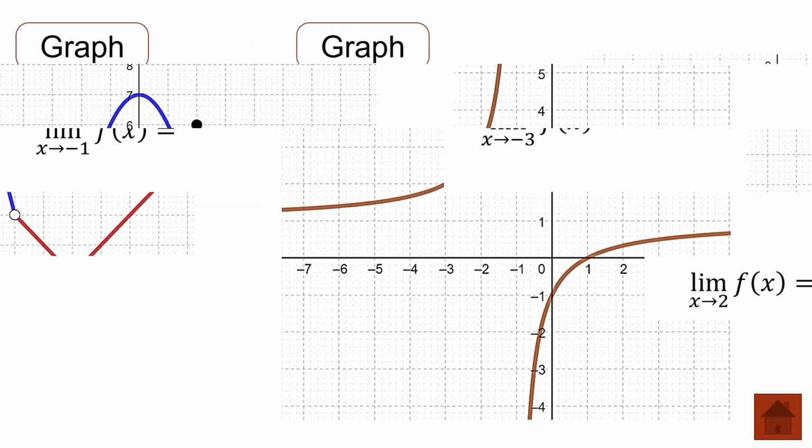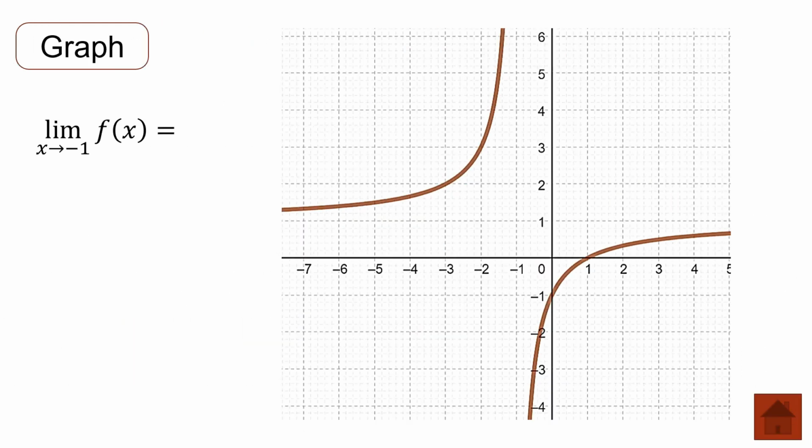Now let's consider the last graph. What is the limit of this function as x approaches negative 1? Again, if it's a graph, you need to look at the left hand limit and the right hand limit. Let's look at the left hand limit, going this way as x is approaching negative 1. As you can see, it's approaching up there, which tells us that it's approaching positive infinity.